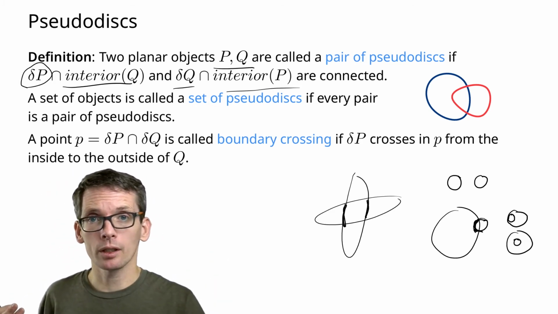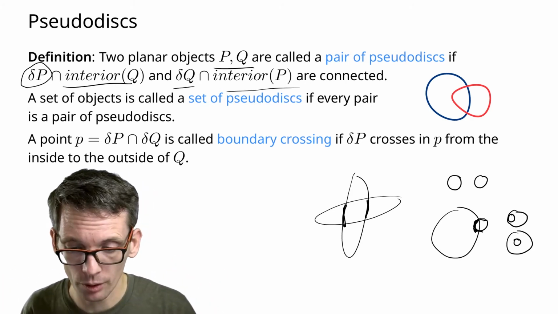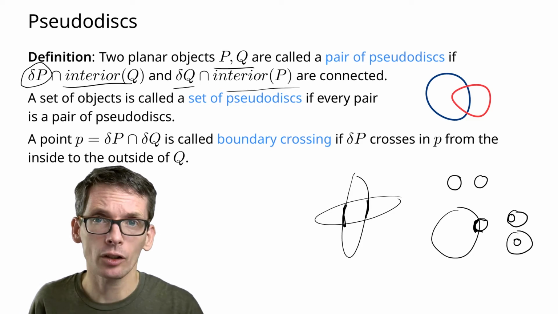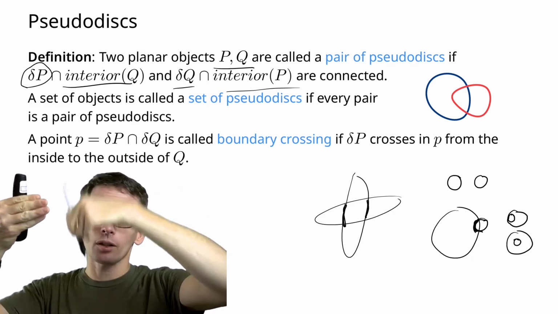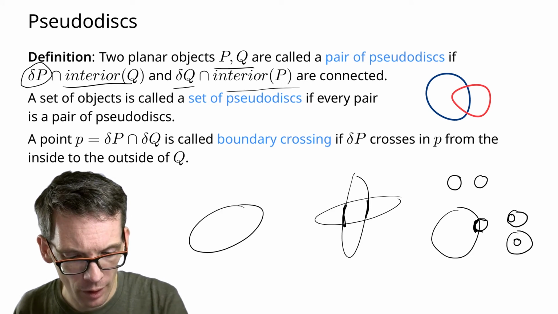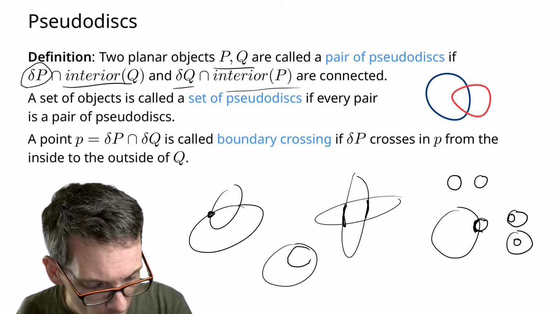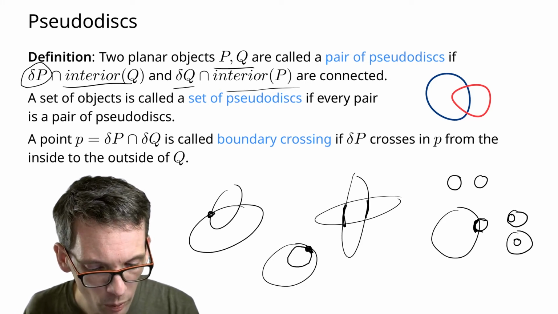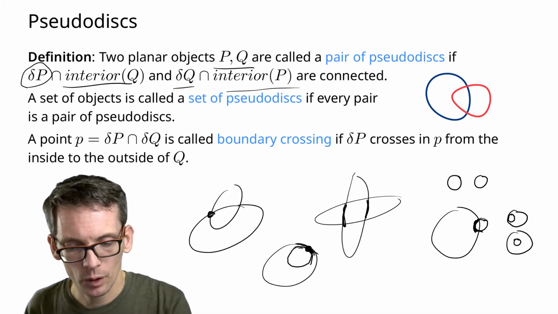So a set of pseudodiscs is a set of objects where every pair is a pair of pseudodiscs. And we need one more concept, namely a point p, which is on the intersection of P and Q, is a boundary crossing if the boundary of P goes from the outside to the inside at that point, or inside to outside. So that means we have a setting, let's say like this. This is a boundary crossing. In contrast, if they intersect here, this would not be a boundary crossing because P stays inside. Oh, if it's that one, it stays outside. Okay, so that's a boundary crossing.